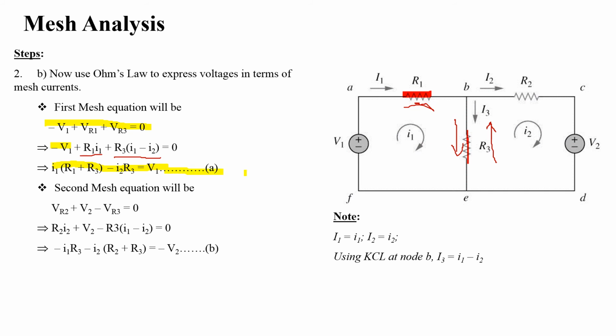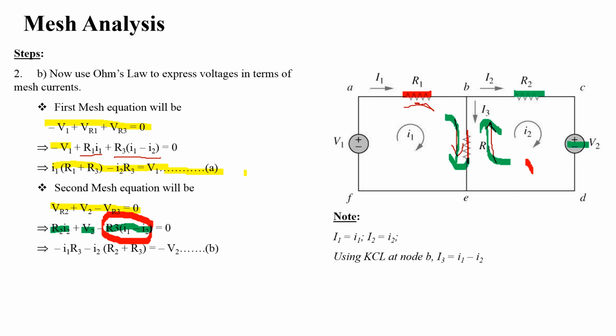Now using the second mesh equation, which is VR2 plus V2 minus VR3 equal to 0. When we substitute the values, you will see that VR2 is equal to R2 into I2, V2 is V2, and through R3 you will see that I2 is flowing in the upward direction and I1 is flowing in the downward direction. Sorry, here you will see that the current is basically I2 minus I1.